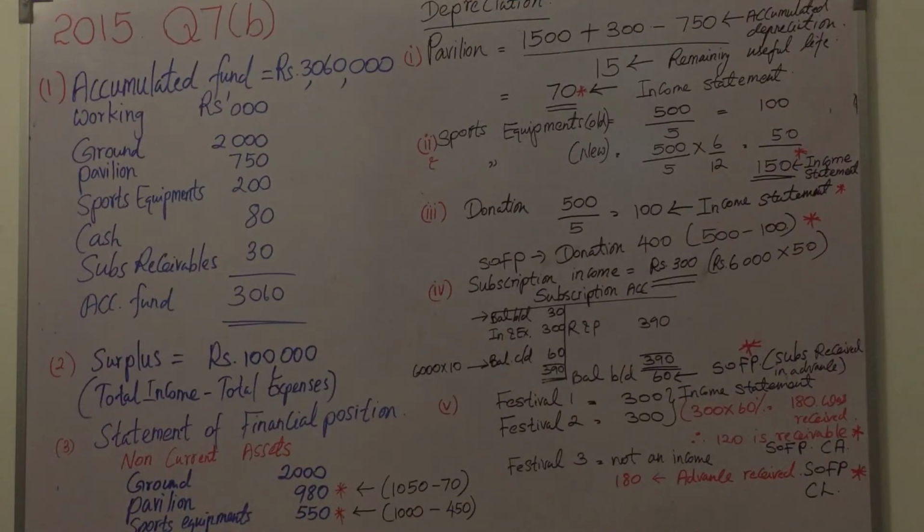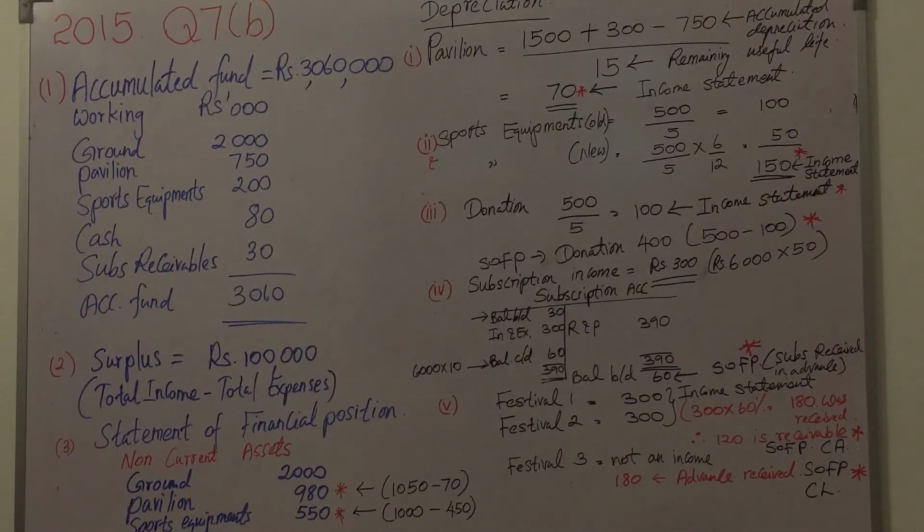It is the policy of the sports club to recognize donation in income over a period of 5 years from the year of receipt. Now children, at the beginning of the period, the sports equipment balance is 500. So that 500 worth of sports equipment was there in the association throughout the year. To calculate the depreciation, that 500 should be divided by 5 to get the depreciation relevant to the year. And on the credit side of the receipts and payments account, you may find sports equipment 500.